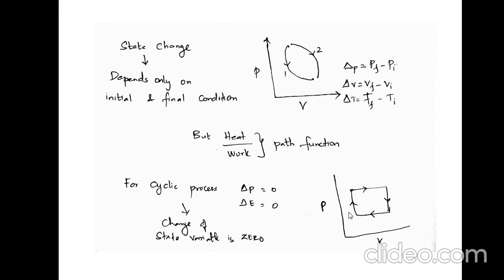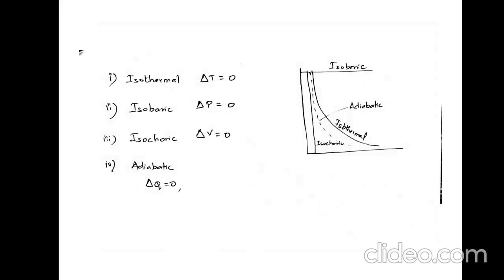So when the initial state and final state are the same, then it is a cyclic process. There is no change of pressure and energy, right? Change of state variable is 0 for a cyclic process. There is no change that happens in the cyclic process. For all cyclic processes, the change will be 0, the change of state variable, any variable, right?